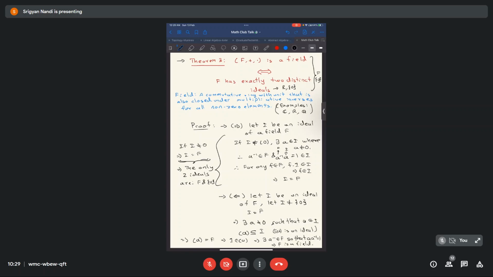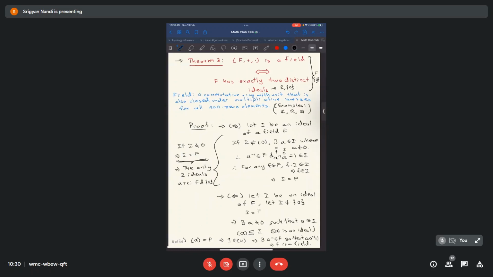Since all we required to prove that F was a field is that any non-zero element has an inverse, which we have shown. We took an arbitrary non-zero element A and we showed that there exists an inverse for A. So this gives the proof. The proof of the theorem is complete, and it gives a very strong connection between two unlikely cases, which is F being a field and F having exactly two distinct ideals.